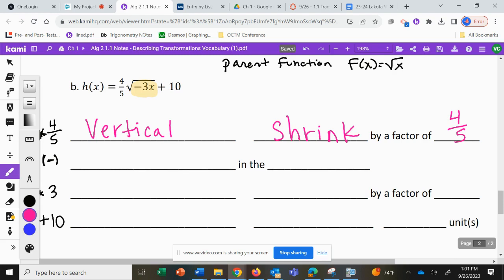How about you start answering the questions? Since you can't write or won't write, start answering the questions.